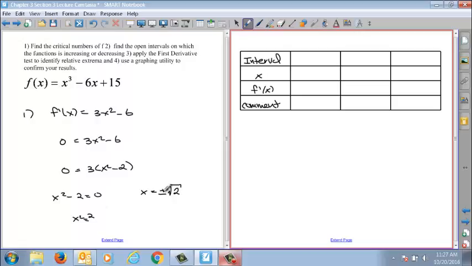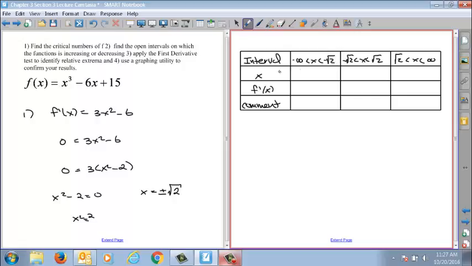So we use our critical numbers to define the intervals. So we want to cover the entire domain. So we go from negative infinity to the more negative critical number, which is negative square root of 2. Then we go from that critical number to the next critical number, which is the positive square root of 2. And then we go from positive square root of 2 to infinity. So this defines the entire domain except for negative square root of 2 and positive square root of 2.